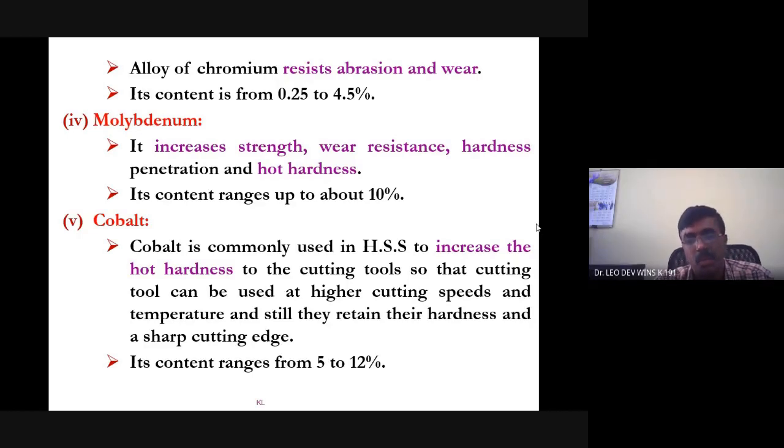The next material is cobalt. Cobalt is one of the important binding materials. Whenever we use a carbide tool, the carbides are kept intact with the help of this binding element called cobalt. It increases the hot hardness, and it permits us to operate the cutting tool at high temperature. It retains the hardness even at high temperature. The maximum limit is 12 percent. Okay, so these are some of the alloying elements, but a few more are included.